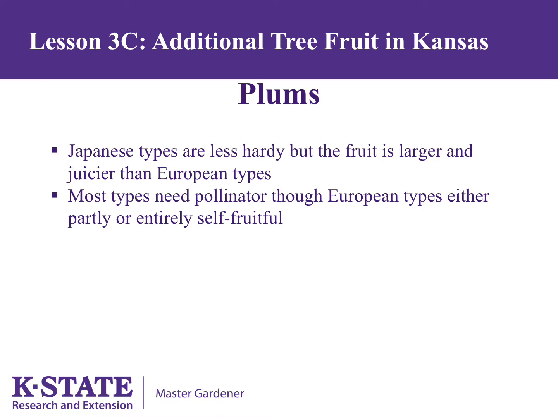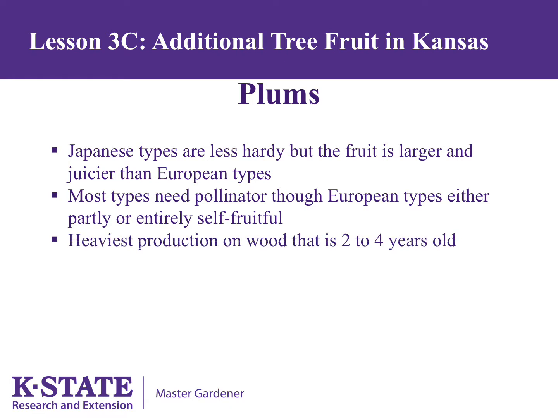European plums are more cold hardy but less heat tolerant and bloom later, usually about the same as apples. European plums are usually self-fruitful. Plums bear on wood that is 2 to 4 years old.